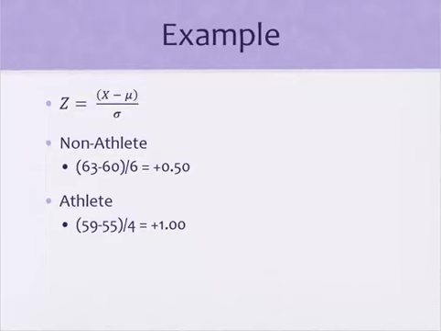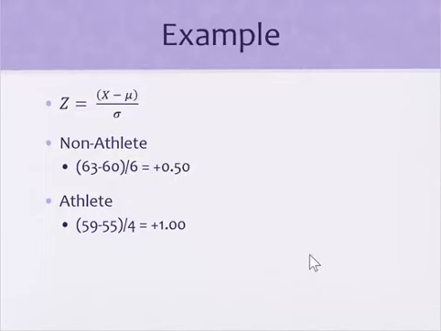So 3 divided by 6 is going to give us a z-score of plus 0.50. And don't forget to report it out to 2 places. It would be a mistake to just say it was 0.5. You have to say plus 0.50. Z-scores need to be reported out to 2 decimal places. And don't forget the plus or minus sign in front of it.